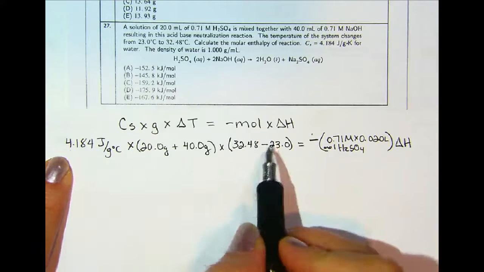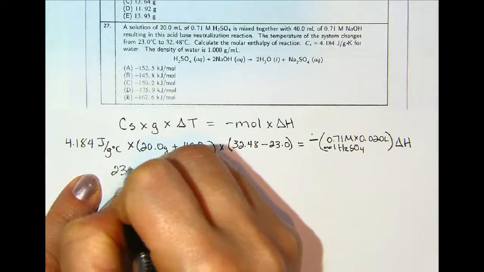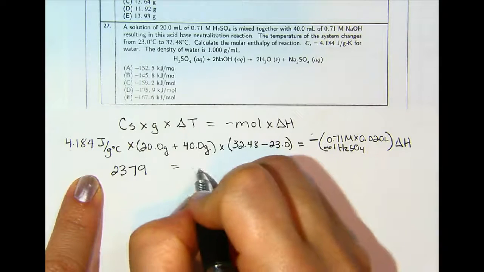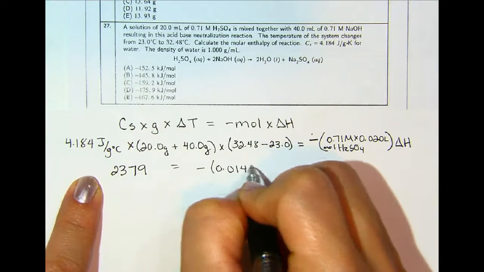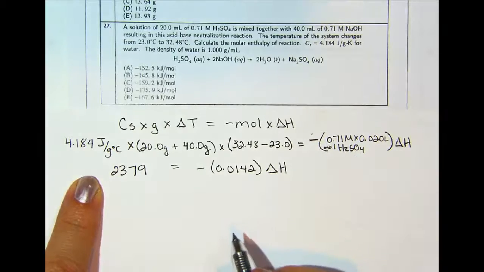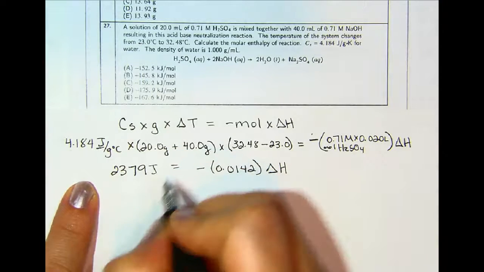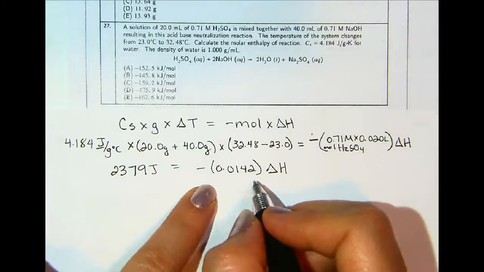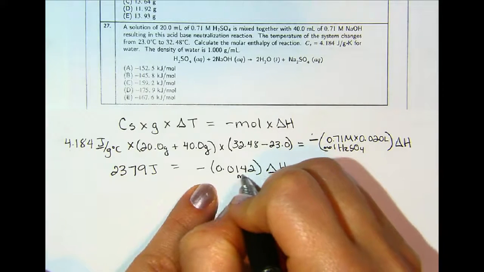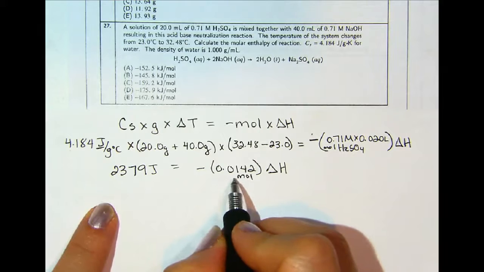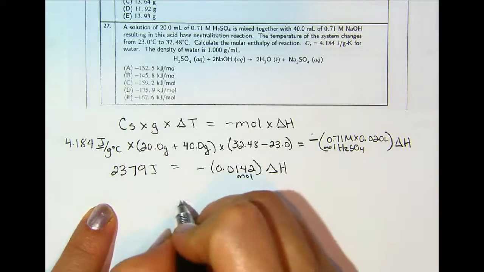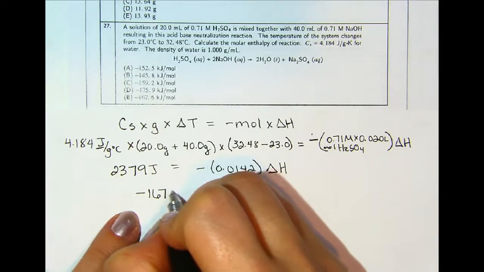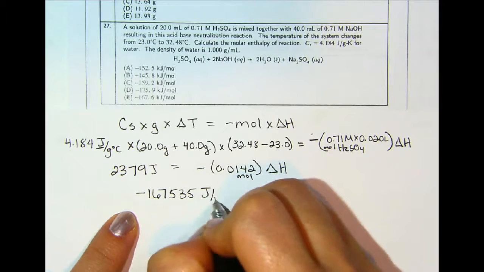Okay, so now this is the setup of our equation, and we can go ahead and solve it. When I multiply everything on the left side of the equation, I get 2,379. And that'll be equal to, when I simplify this, a negative 0.0142, and then delta H is what I'm solving for. Keep in mind that this is in a unit of joules at this moment. The grams cancel, the Celsius cancel. And then over here, this is just my moles. So now I'll divide both sides by negative 0.0142, and that's going to give me an answer of negative 167,535. That's joules per mole.